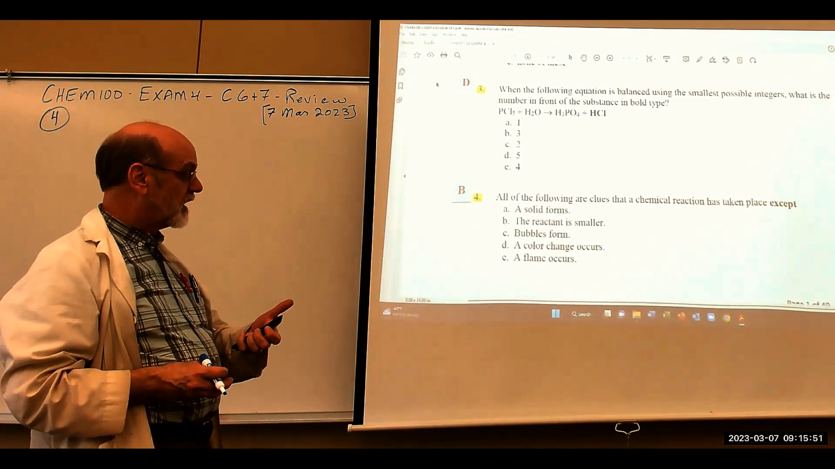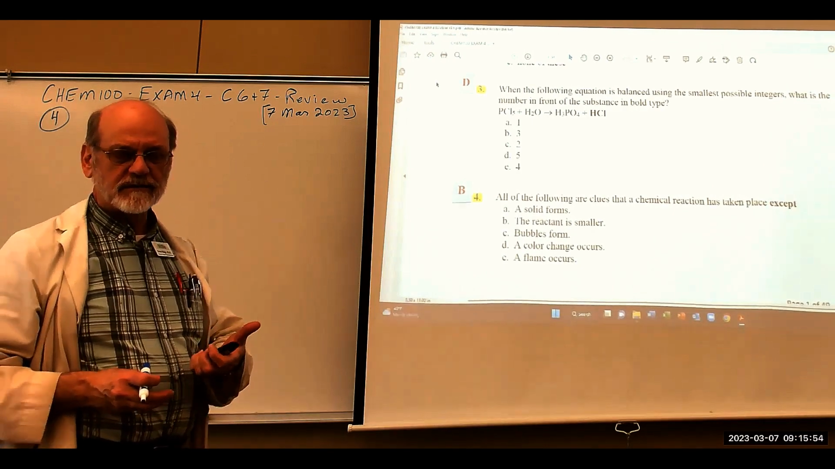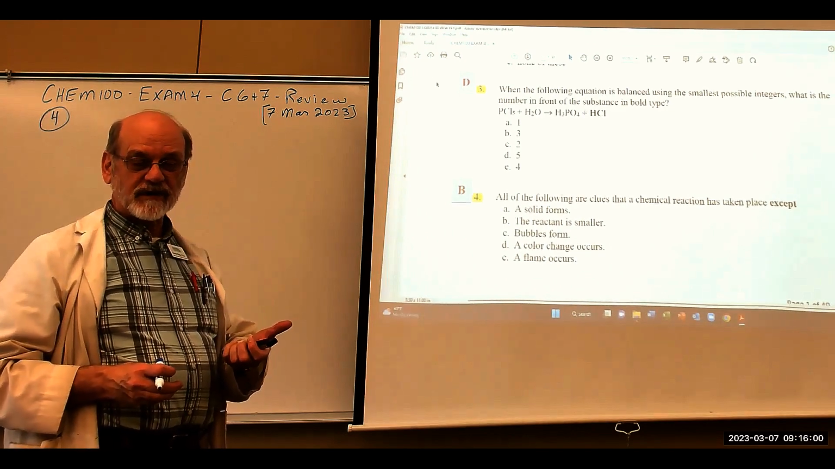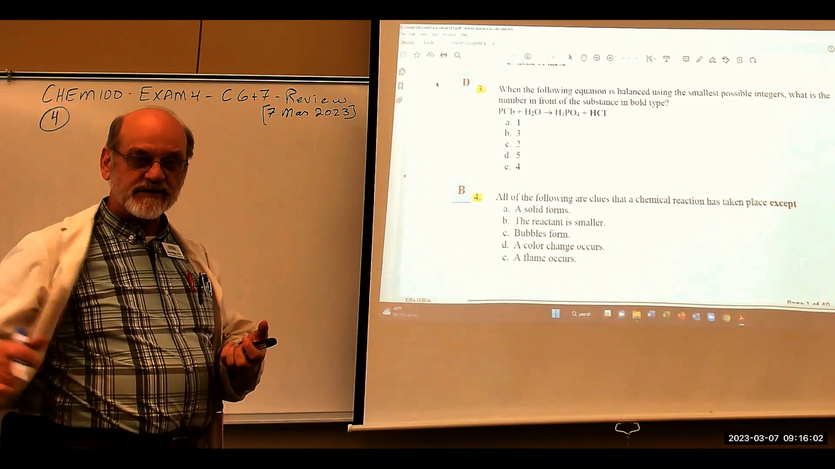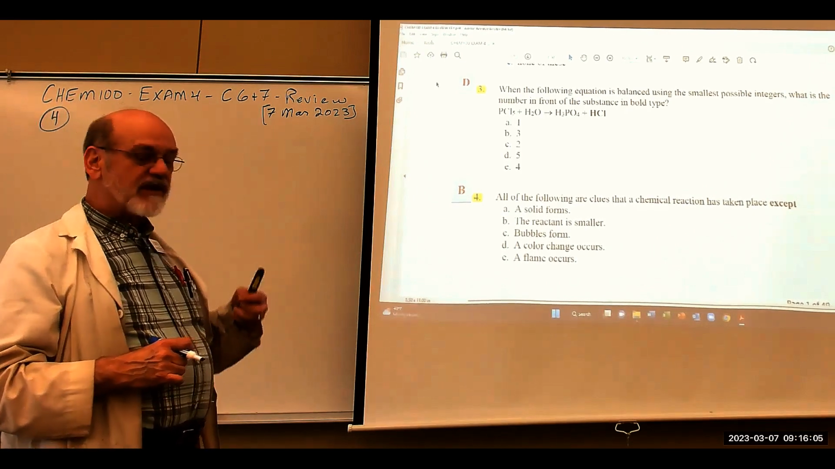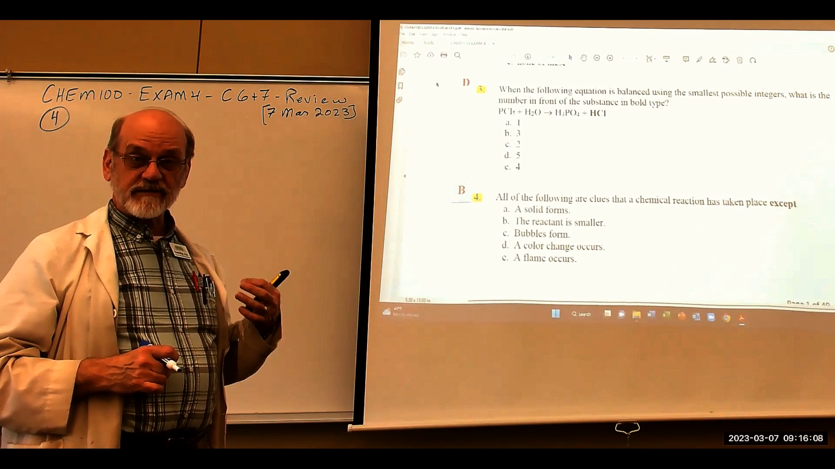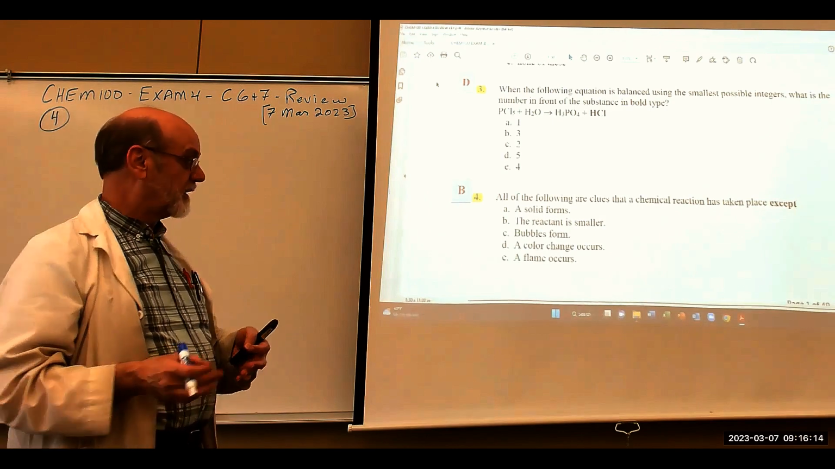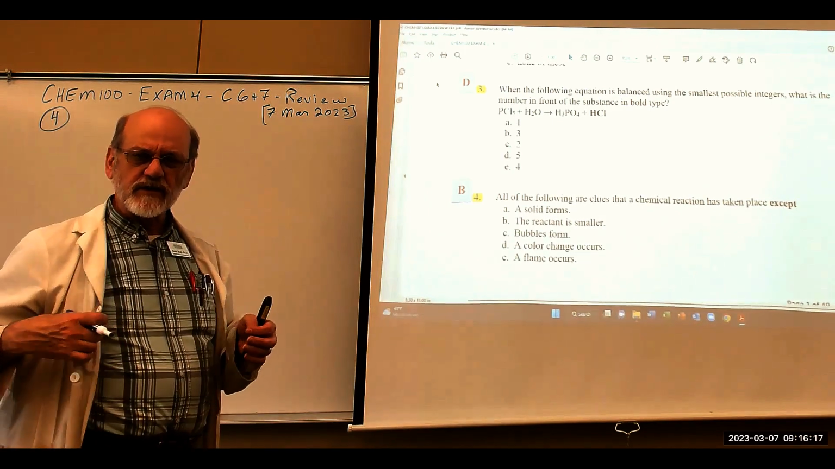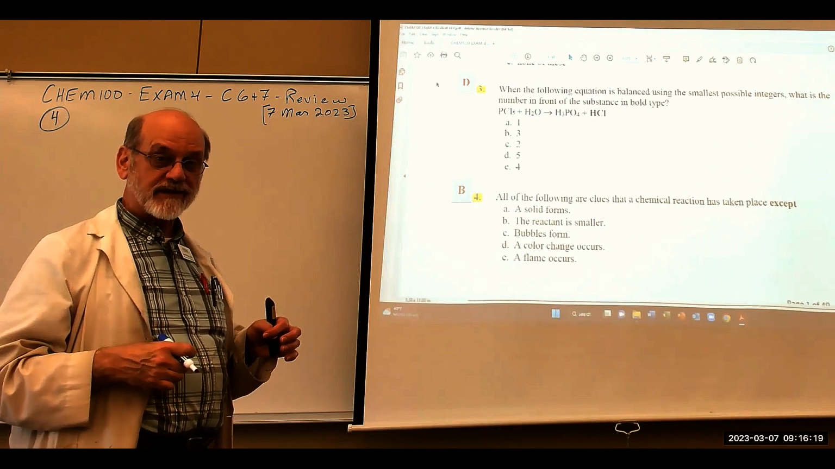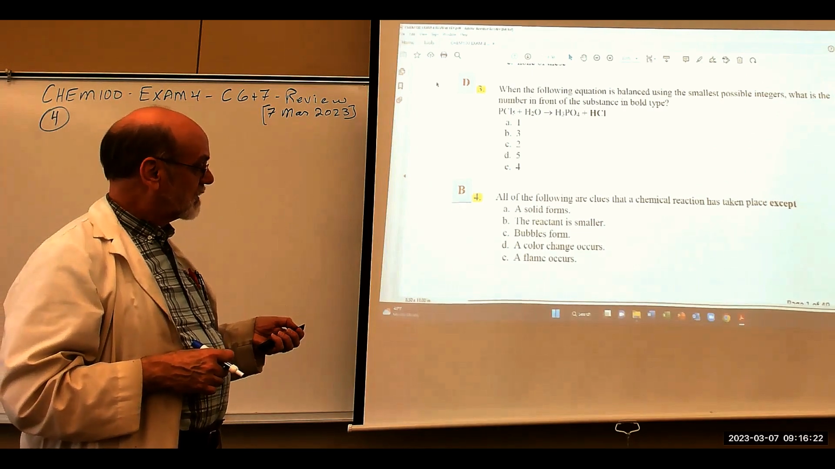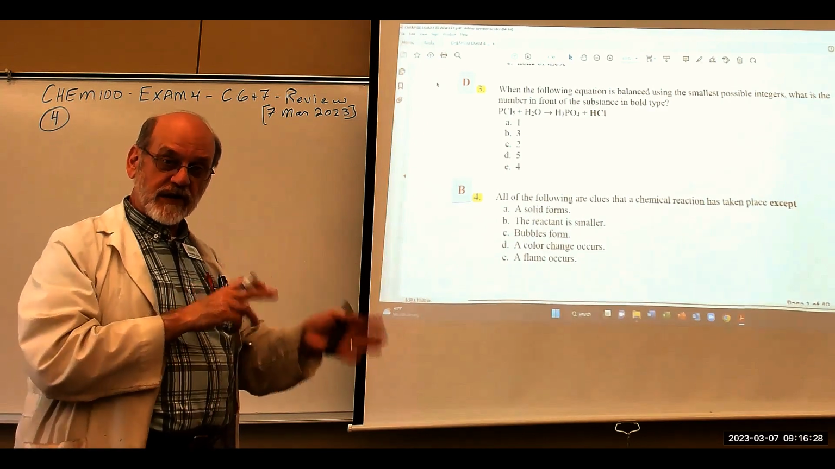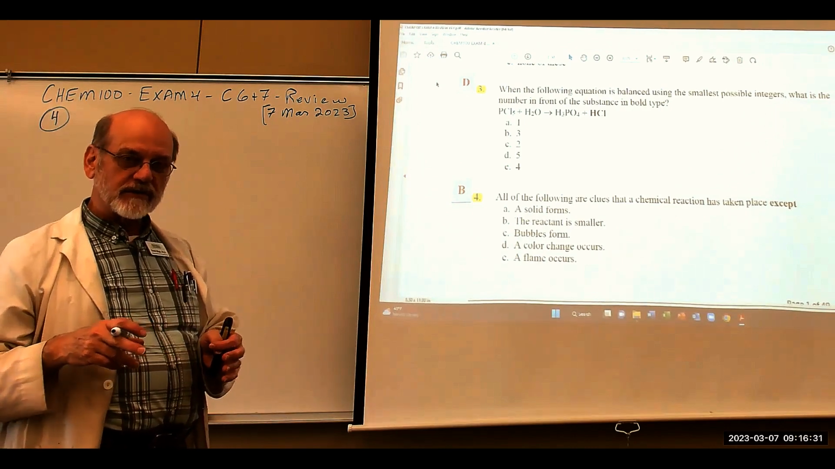So A is true. B, the reactant is smaller. What does that mean? If you can measure the reactant, does some reactant disappear? That's not a clue. That's a quantitative analysis of the situation, and that's not considered a clue. That's what you do when you know a chemical reaction has occurred. Then you can measure the amount of reactant that you start with and the amount of reactant you have left over. That's not considered a clue.